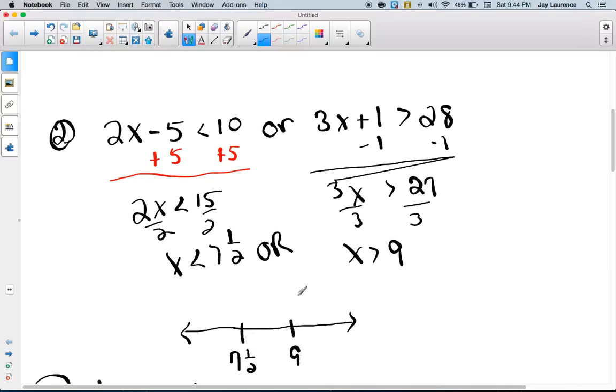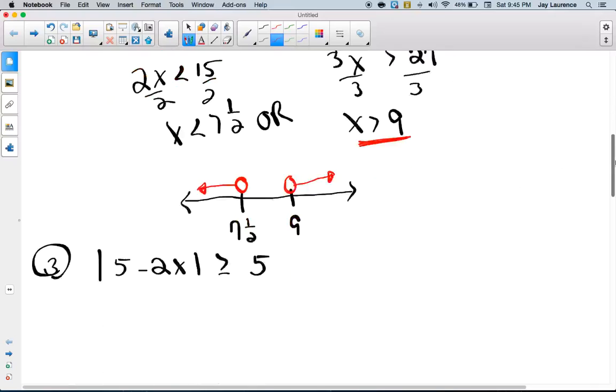Okay, so in this case, again, the endpoints are not solutions. We have open points, numbers that make this true, numbers that are greater than 9. Well, I'm going to shade towards 10, right? Over here, numbers that are less than 7.5, I'm going to shade towards 0, because 0 is less than 7.5. And there you go. Okay.